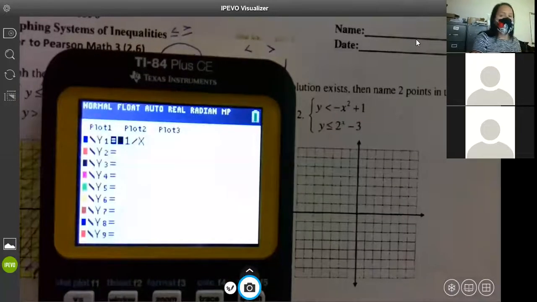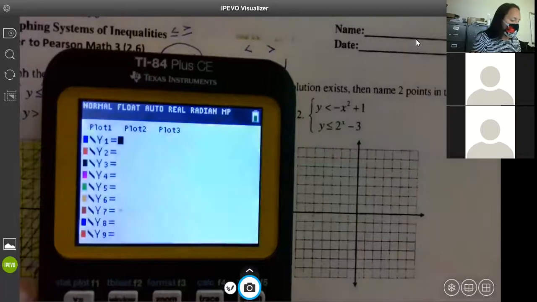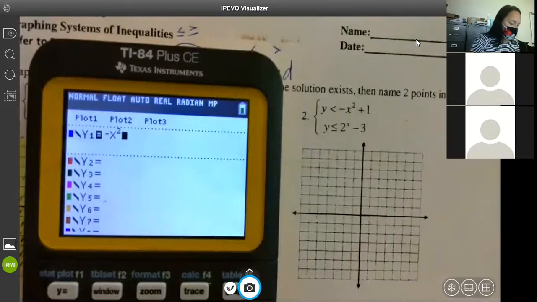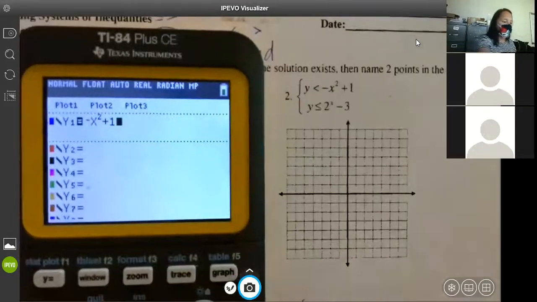If you have anything in your calculator, you can go ahead and clear that out. I do want you to graph it on your paper, okay? That means we need to figure out what our points are. So I'm going to plug it in, negative x squared plus 1. And I'm just going to work on the first one.